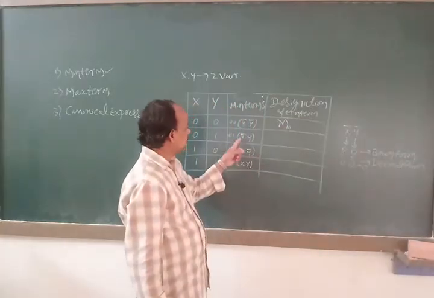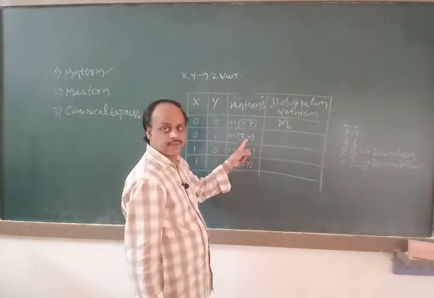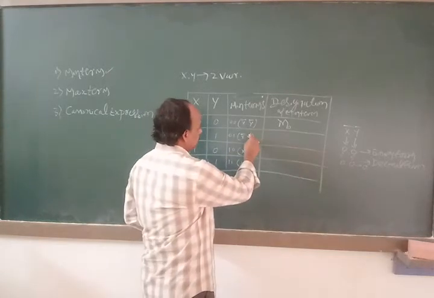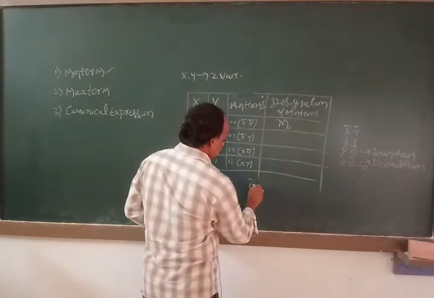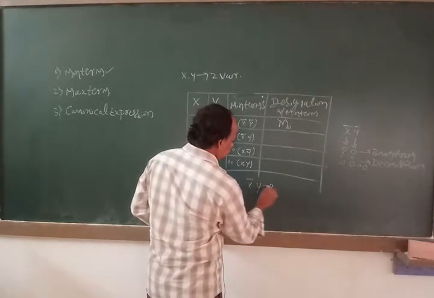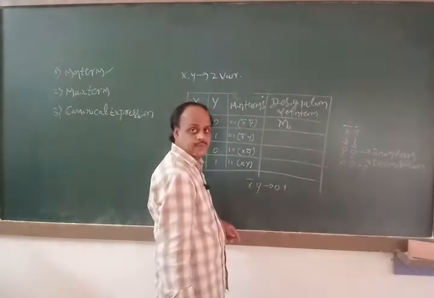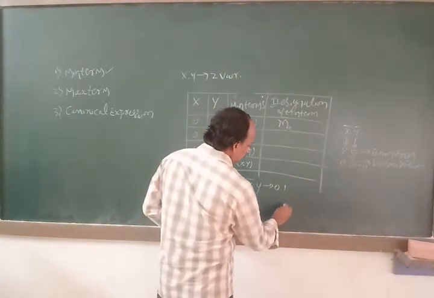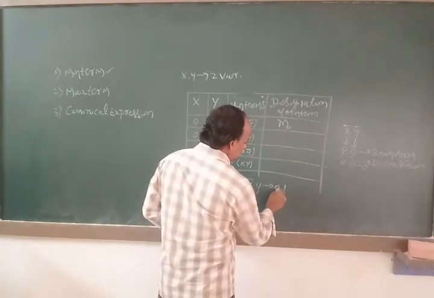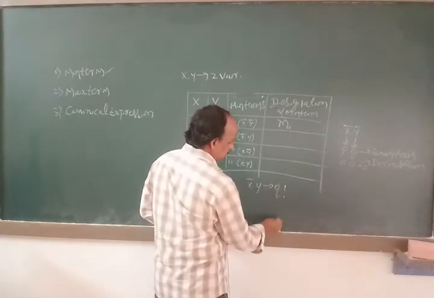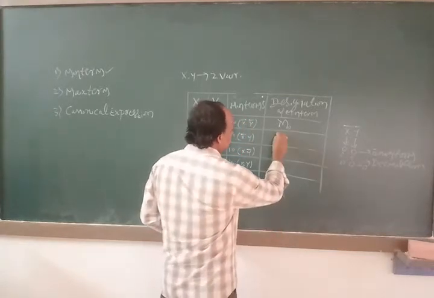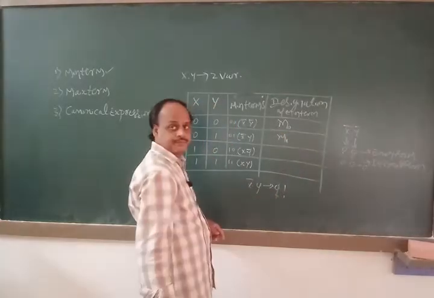Like that, here x bar into y is there. x bar means 0, into y means 1. Right? 2 power 0 means 1, 2 power 1 means 2. So this cancels, only 1 into 1 means 1. So the min term designation is 1.